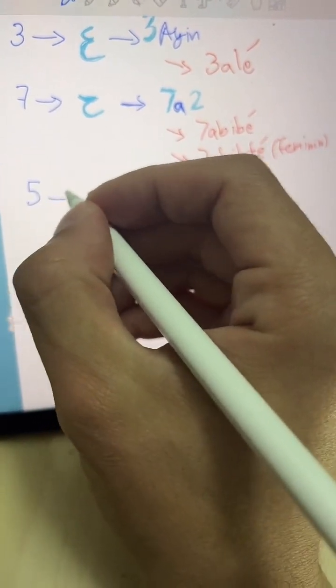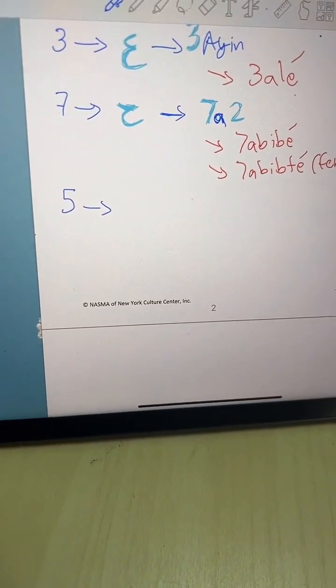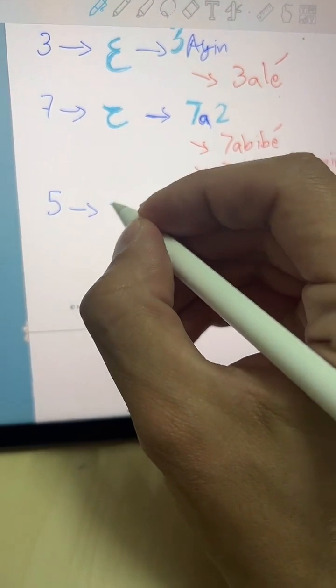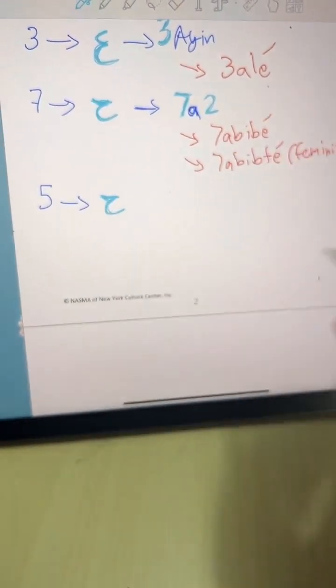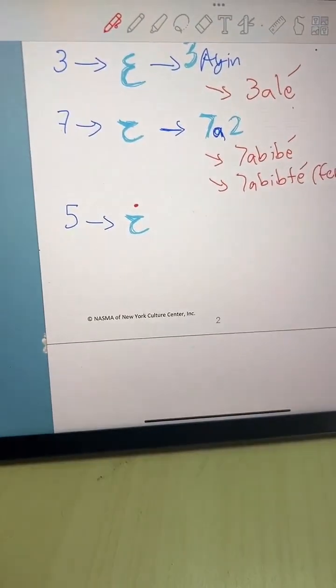The next one, it's the five. The five represents this letter. It's like ha, so it's also like a C or like a 2 the opposite way. And then you put a dot. So this is ha.